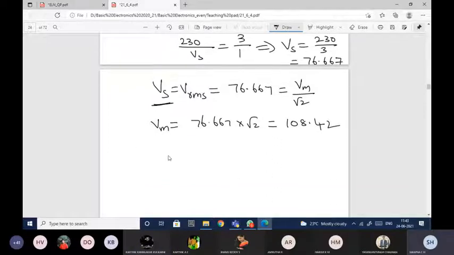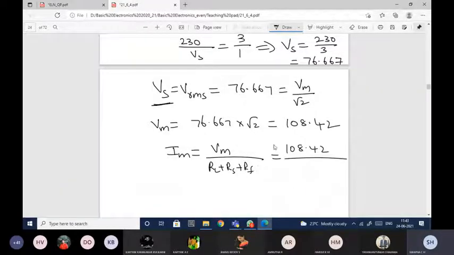I know Vm, so from this Vm I can calculate Im. Im is nothing but Vm by RL plus RS plus RF. Vm is 108.42 divided by RL. RL value he has given us 10k, which means 10,000, plus RS, which is 10 ohms, plus RF, which is 75. So just simplify 108.42 divided by 10085. What is the answer? Im.